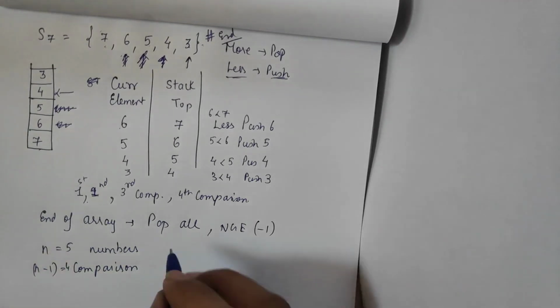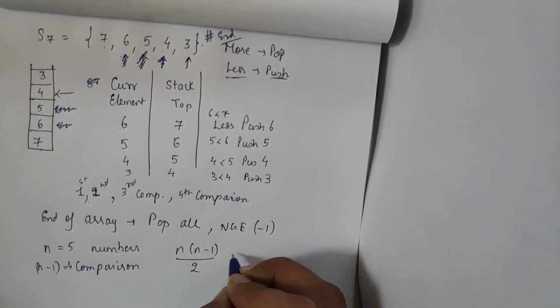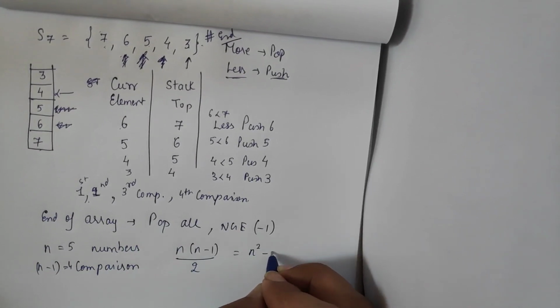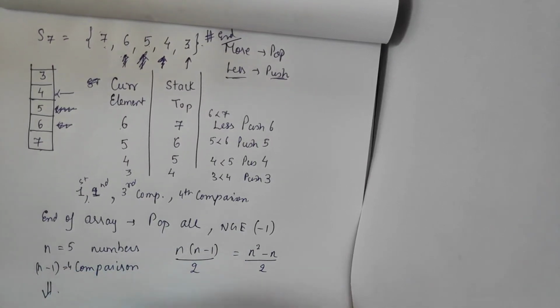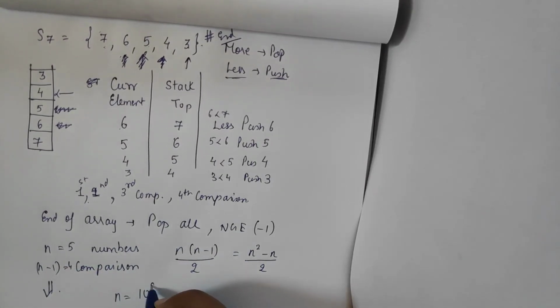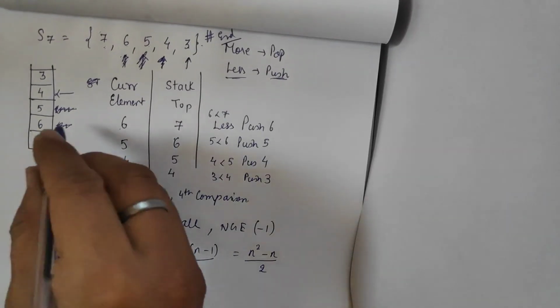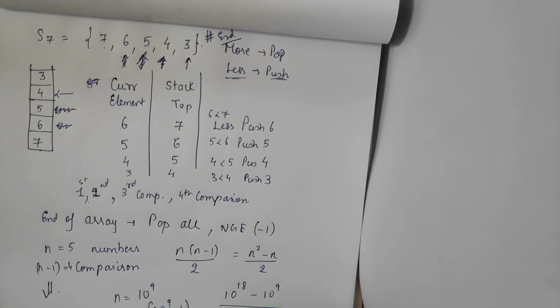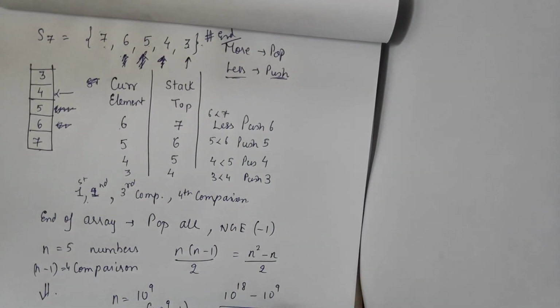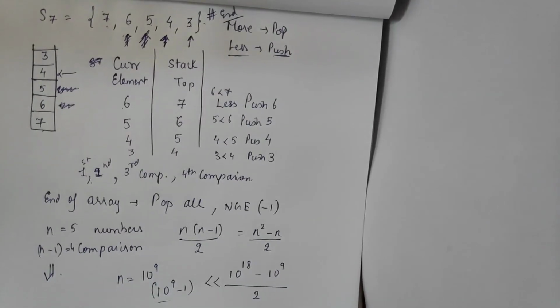When you use 2 for loops, you had n into n minus 1 by 2 comparisons, right? So this will be n squared minus n upon 2. But in this case, it is only n minus 1. So if n is a 1 billion number array, in the stack based approach you will require 10 raised to 9 minus 1 comparisons, and in the other approach you will require 10 raised to 18 minus 10 raised to 9 upon 2. So you see, this is a very, very much greater number than this one. Hence stack is used here to find the next greater element, right?